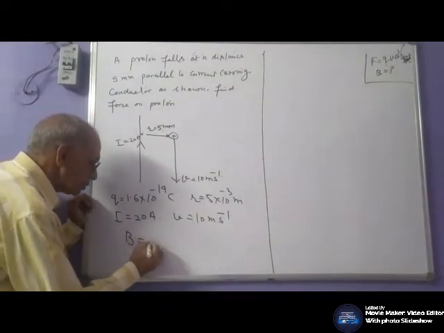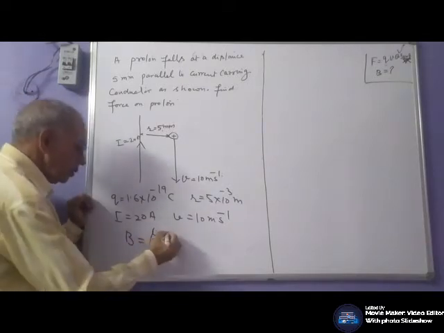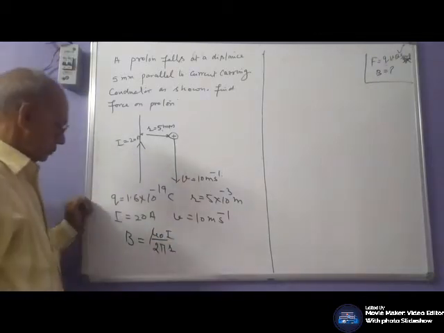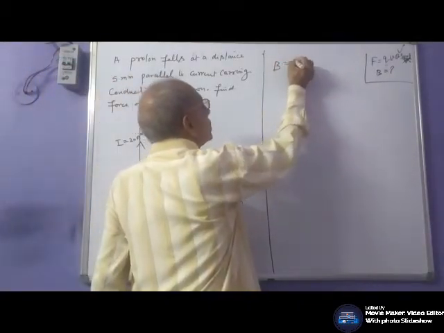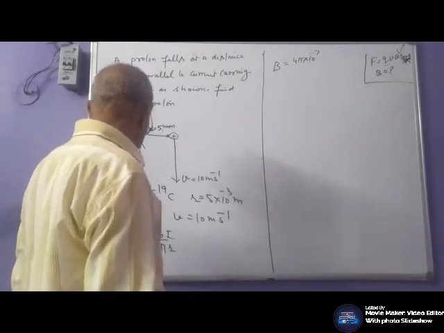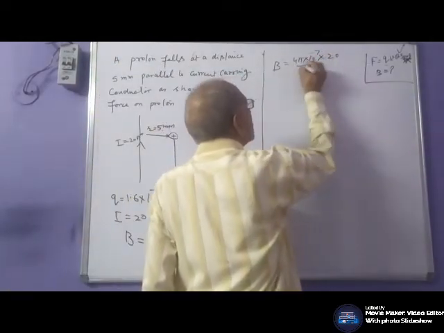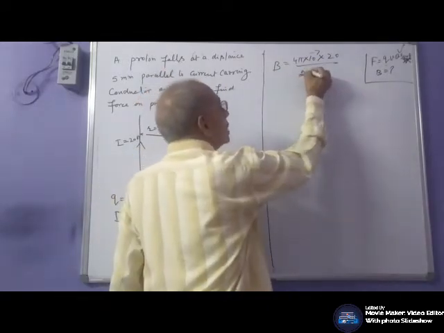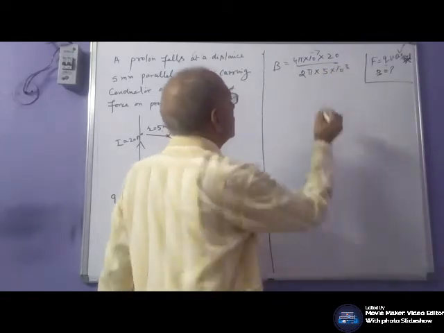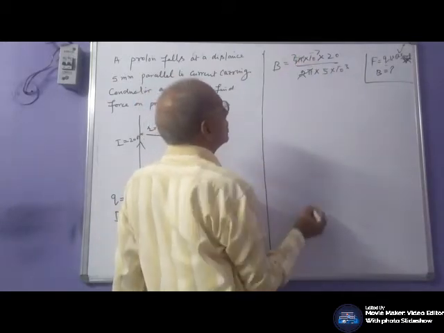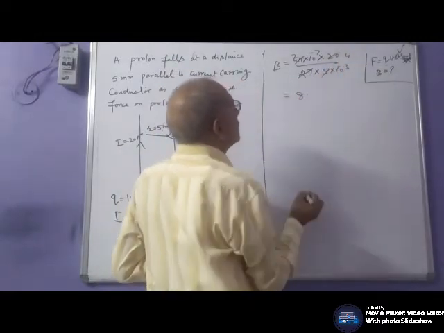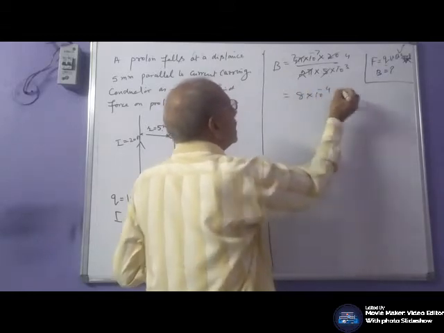Now we know B due to long straight conductor, mu naught I over 2 pi R. B is mu naught, this is value of mu naught, I, pi R, it is 2, 4, it is 8 Tesla. This is B.